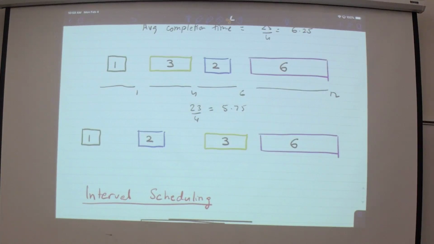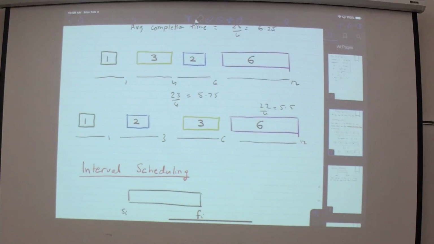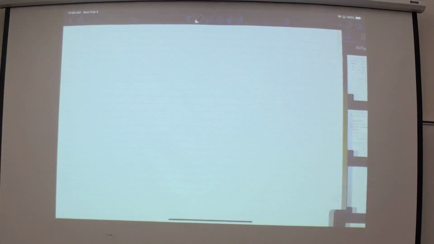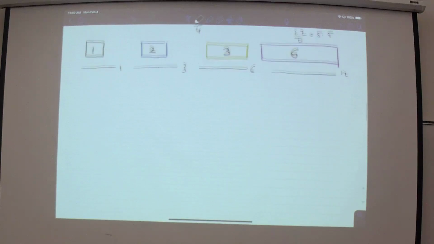Now let's see how long this will take. This will take 1, 3, 6, 12. 12 plus 6 is 18. 18 plus 3 is 21, 22. And so this is going to be 22 divided by 4, which is equal to 5.5. Oh, good, we made progress. And now the question is, how do we know that this is going to work?